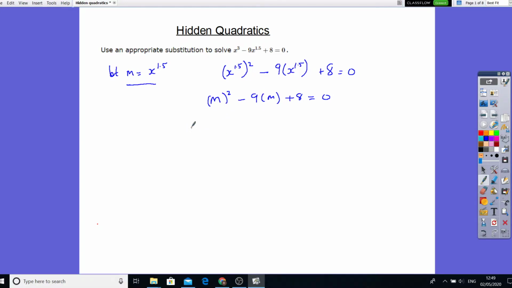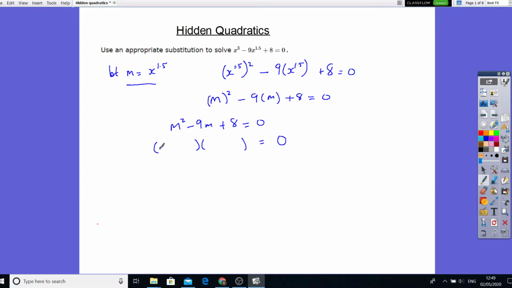Let's get rid of the brackets. We've got m squared minus 9m plus 8 equals 0. That should be straightforward to factorize. If you want to go back, have a look at some of the factorizing quadratics videos. Here, the product to make 8 is 1 times 8, and they sum together, that means add, to make 9, but they both have to have the sign minus.